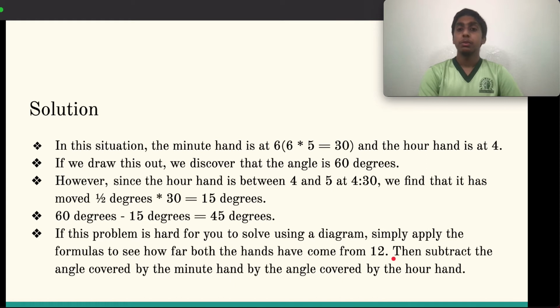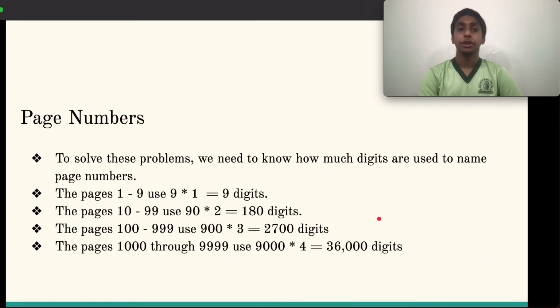Okay, so again, that one, you have two ways to do it. Use a formula if you want, or you could draw it out. Okay, so let's move on to our third topic of the day, page numbers.